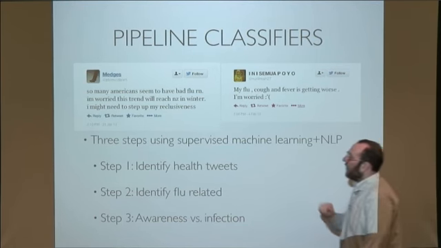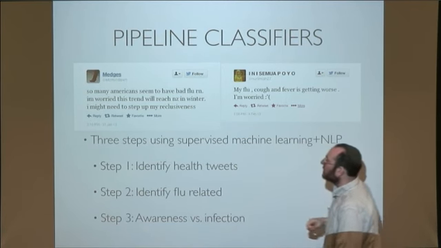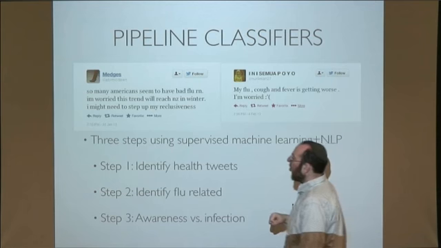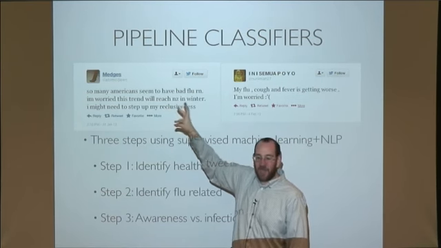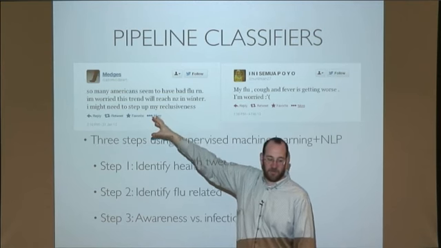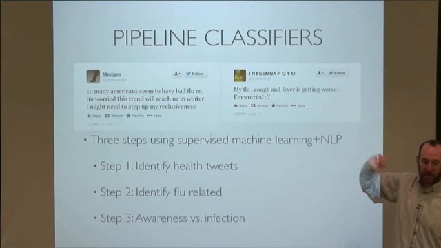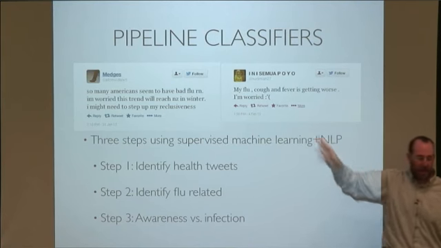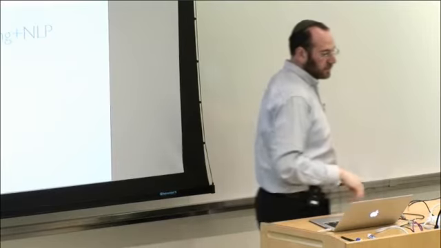I'll give you examples of that. "So many Americans seem to have bad flu right now. I'm worried this trend will reach New Zealand in winter. I might need to step up my reclusiveness." This person doesn't have the flu; they are expressing awareness of the flu. That's very different from "my flu, cough, and fever is getting worse, I'm worried." This person has a flu infection. That's what this last stage tells the difference between, and that turns out to be really important.